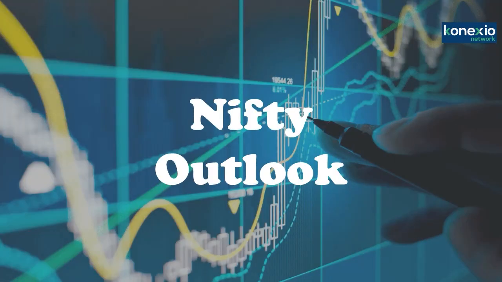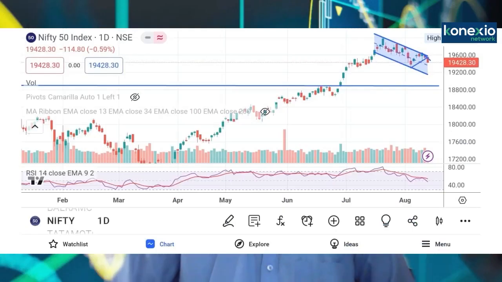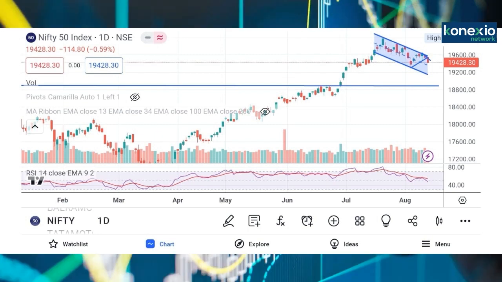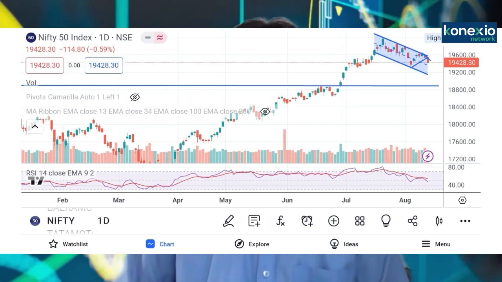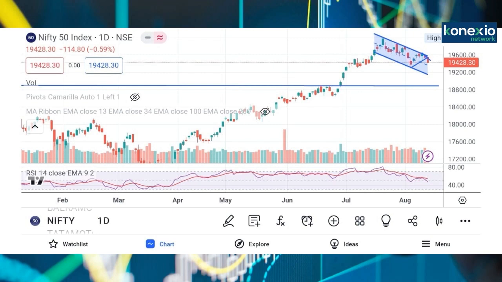So let us go to the Nifty daily charts. Now, this is the Nifty daily chart. Here you can see Nifty has been moving in a downward falling channel, which we have been discussing, and beautifully it has managed to trade in this particular falling channel. Currently, it is at the midway of this channel.